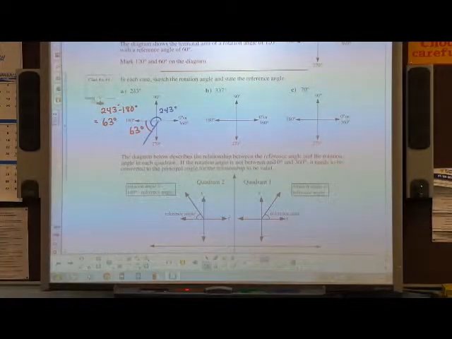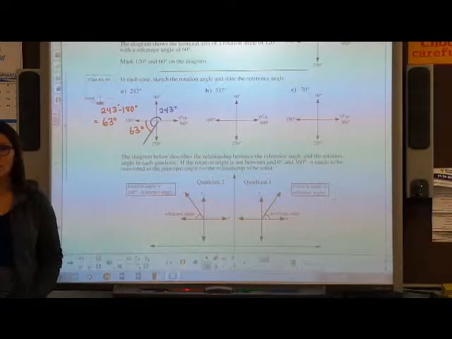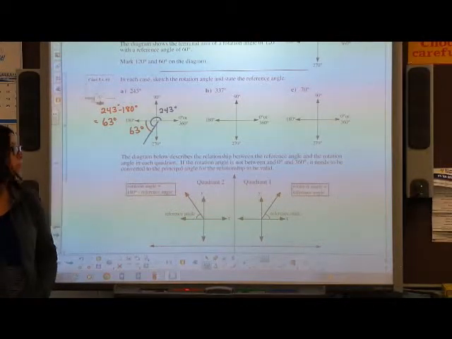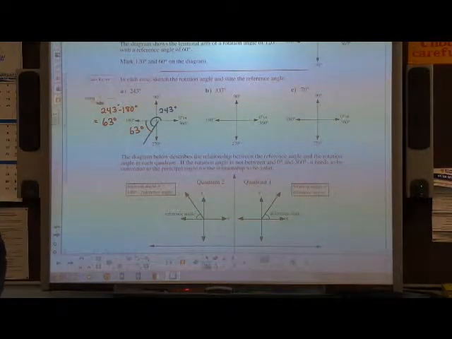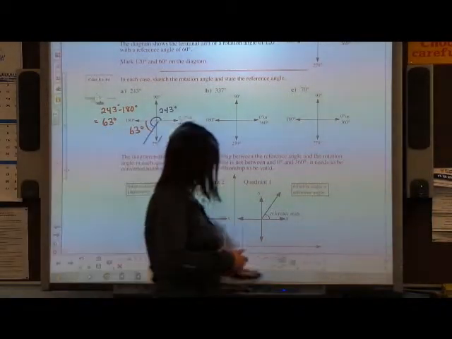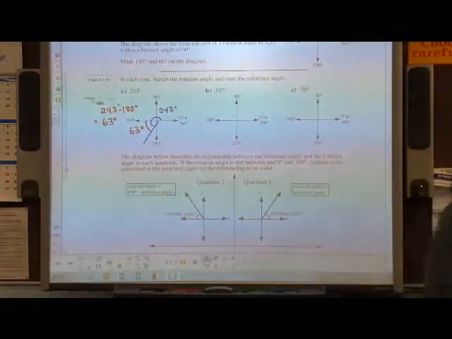The concept of a reference angle becomes very important as we progress through the chapter. So if this is confusing, stop me and I'll keep going through it. But you have to be able to determine what the reference angle is to a rotational angle. Okay, so with that said, I'm going to give you a couple of minutes and see if you can do B and C on your own. Because I think you can.